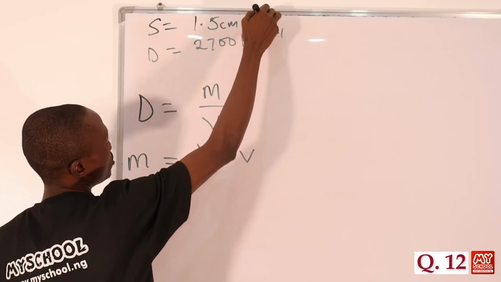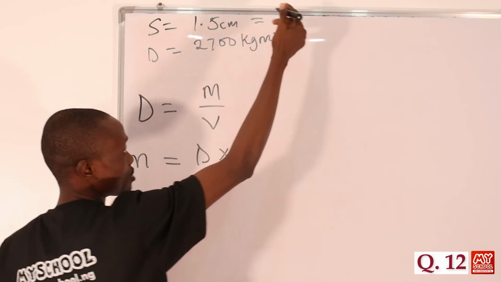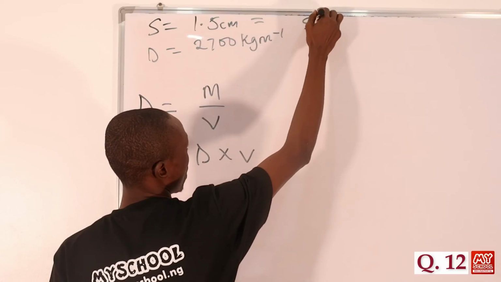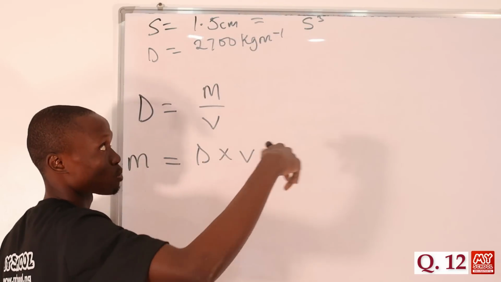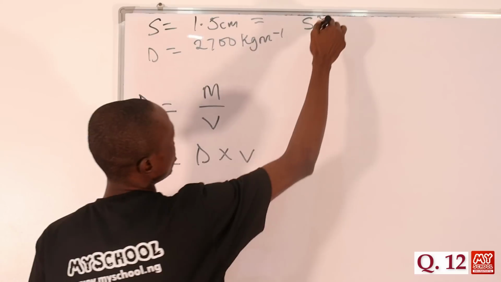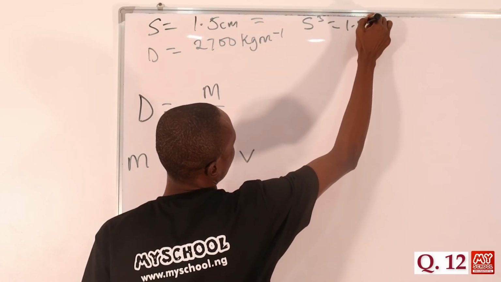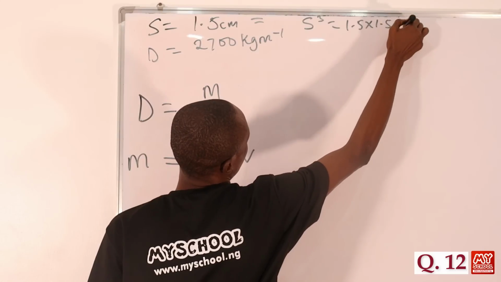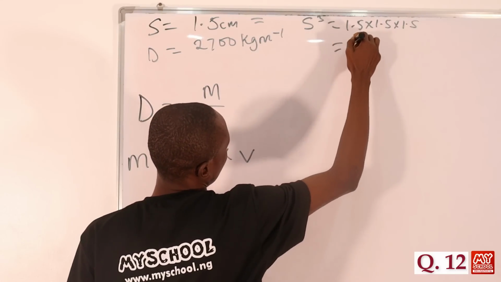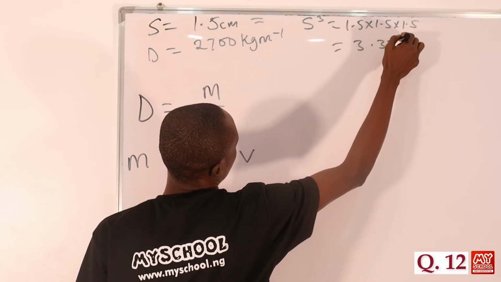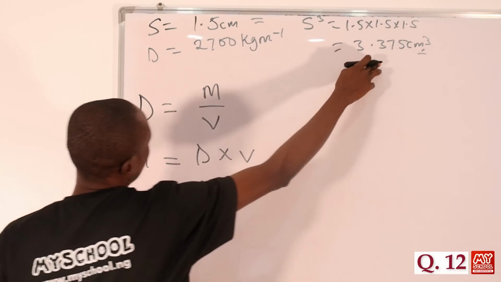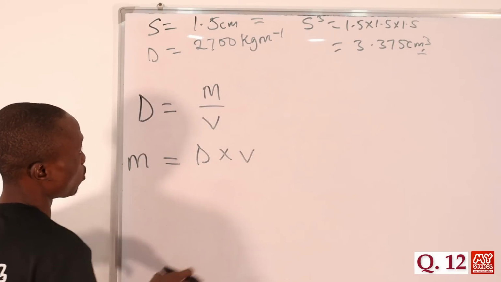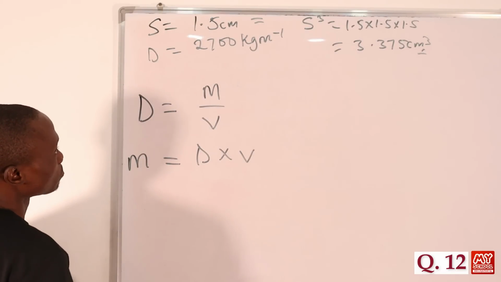Since we are given the density and we are looking for volume, in that case it's going to be s raised to power 3. The volume of a cube is s raised to power 3, which is the side multiplied by itself thrice. So in this case, we're having 1.5 times 1.5 times 1.5, and this will be equal to 3.375 centimeter cube. So this is the value of the volume of the solid cube.